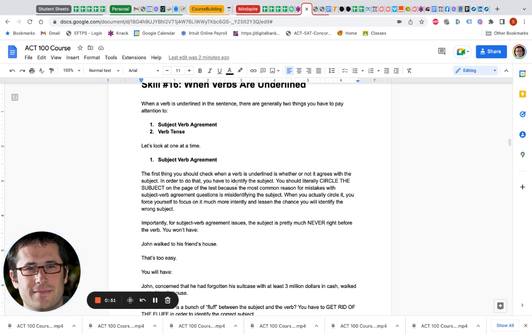Say, in order to do that right, you have to identify the subject really clearly. And this is important. You should circle the subject on the page. Once you identify the subject, circle it, because they ask these in tricky kinds of ways where sometimes you can think you identify the subject, but if you just do it in your head, it's easy to fall into a trap. So circling it with your pencil makes you focus more intently and makes it much less likely that you'll get the wrong subject.